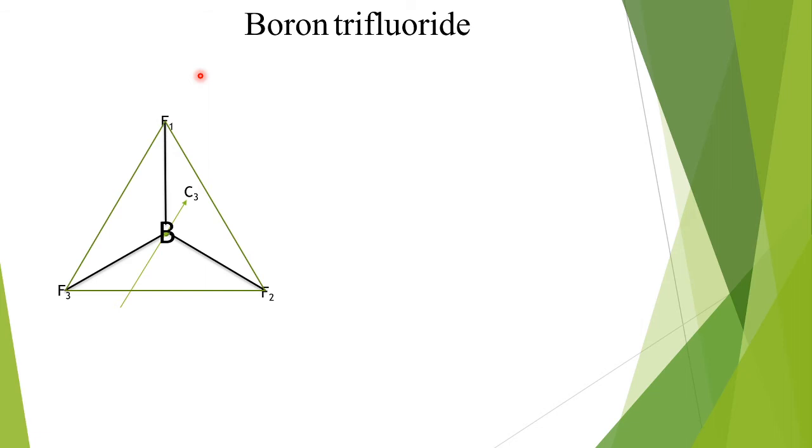Okay, is there any other axis present in this molecule? Yes, we have three other axes in boron trifluoride: one passing through boron and F1, another passing through boron and F2, and another axis passing through boron and F3. Like this there are three axes, and all these three axes are C2 axes.